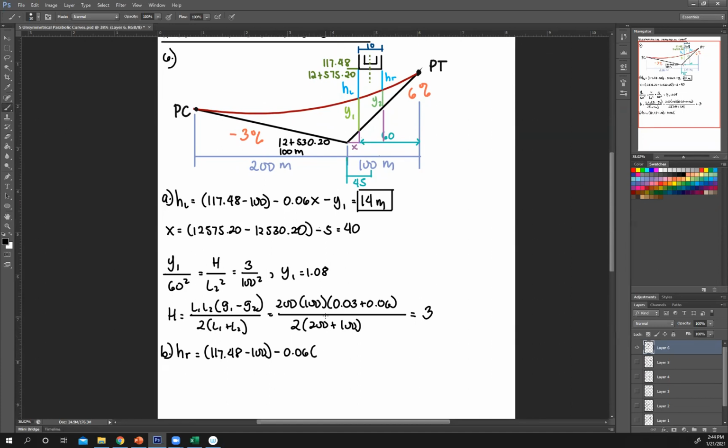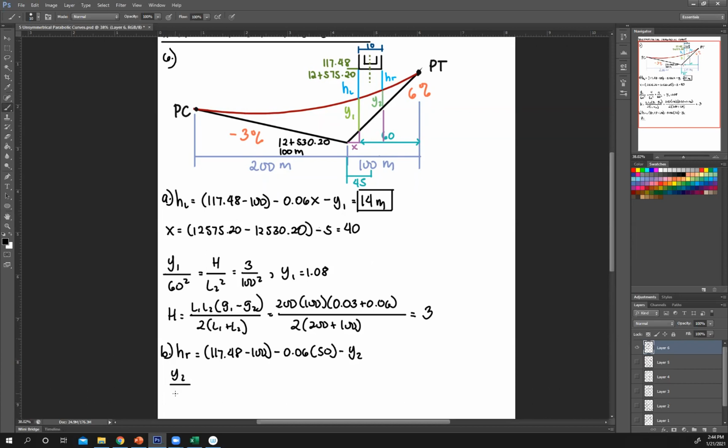Okay? Again, x is 40. Width of your bridge is 10. So this is 10. 40 plus 10, 50. And minus y2. So now the only problem is y2.